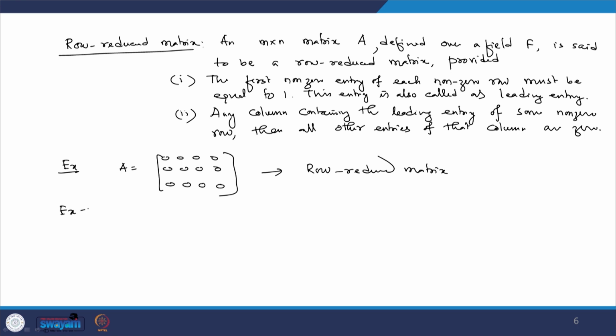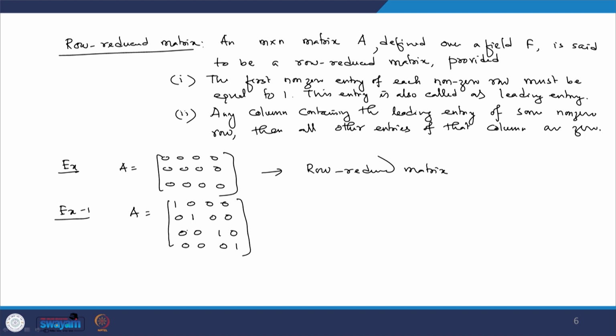Let me consider another one, our trivial identity matrix, say 1 0 0 0, 0 1 0 0, 0 0 1 0 and 0 0 0 1. Does it satisfy criteria 1 and 2? The answer is yes, because the first non-zero entry of the first row is 1 and all other entries of the first column, which contains the leading entry of the first row, are 0. It is also valid for the second column, which contains the leading entry of the second row, and similarly for the third and fourth columns. So, it satisfies all the required criteria of the definition of a row reduced matrix.